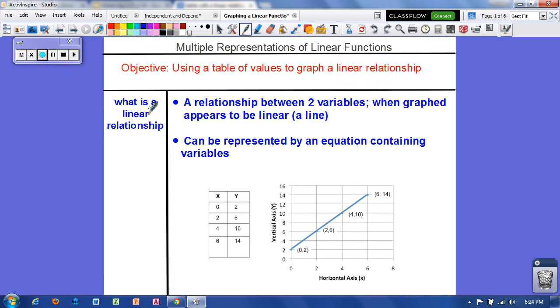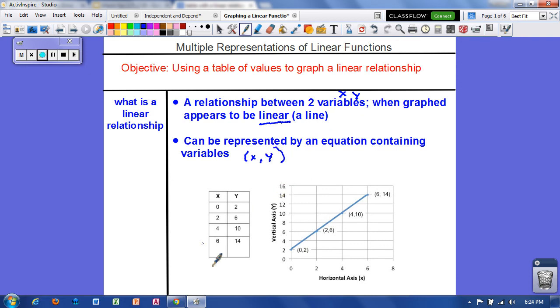So first of all, what is a linear relationship? Well, that is a relationship between two variables. Usually you're going to see x and y. And when graphed, it appears to be linear. Linear is just a fancy word saying that when you graph it, it forms a line, like what you see below. Now, this can be represented by an equation containing variables, again, x and y.